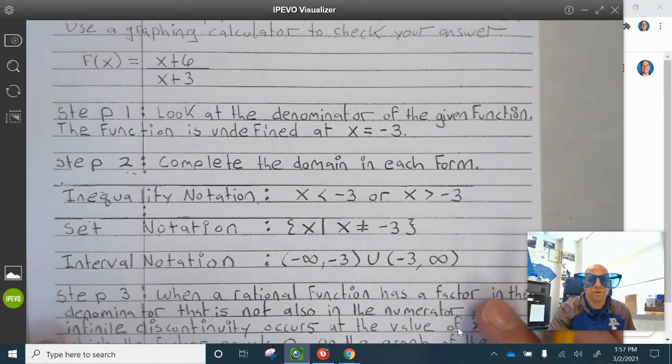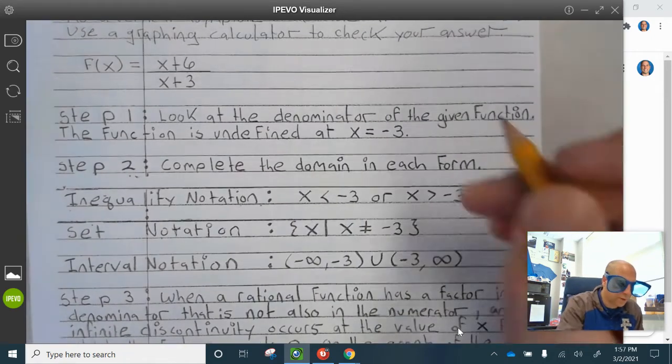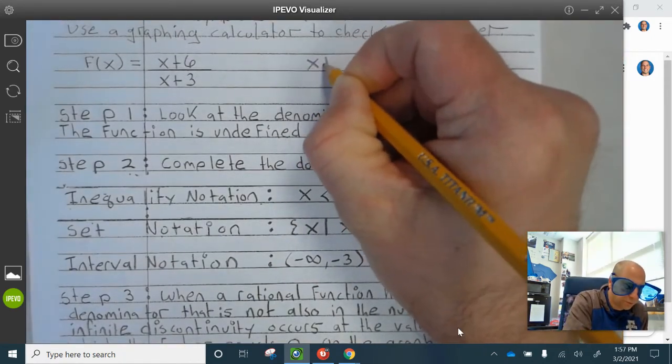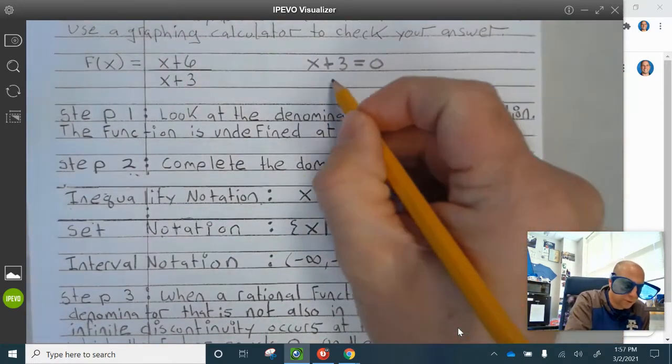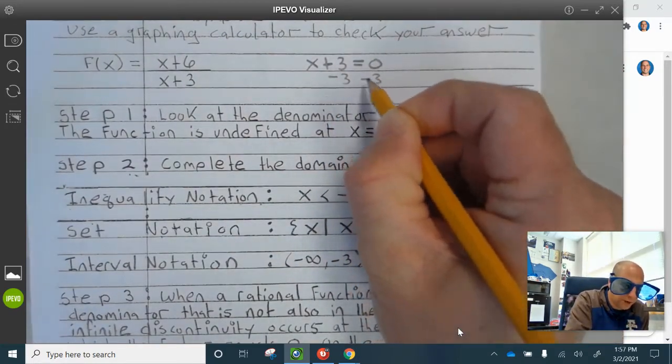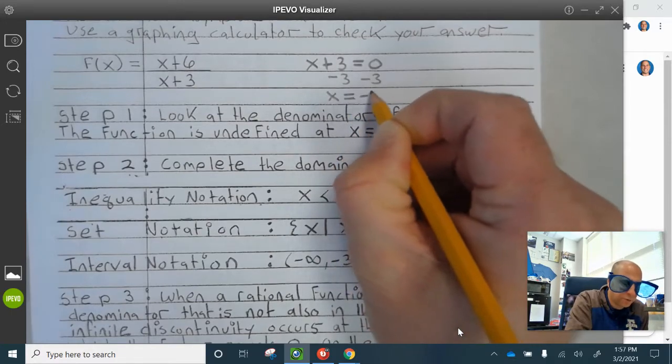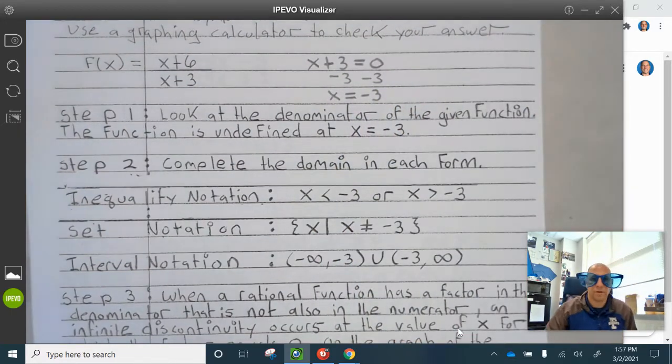Okay, step 1. Look at the denominator of the given function, and we're going to set that equal to 0. So x plus 3 equal to 0. And solve. So we're going to subtract 3 from both sides. So x equals negative 3. So we say the function is undefined at x equals negative 3. Complete the domain in each form.